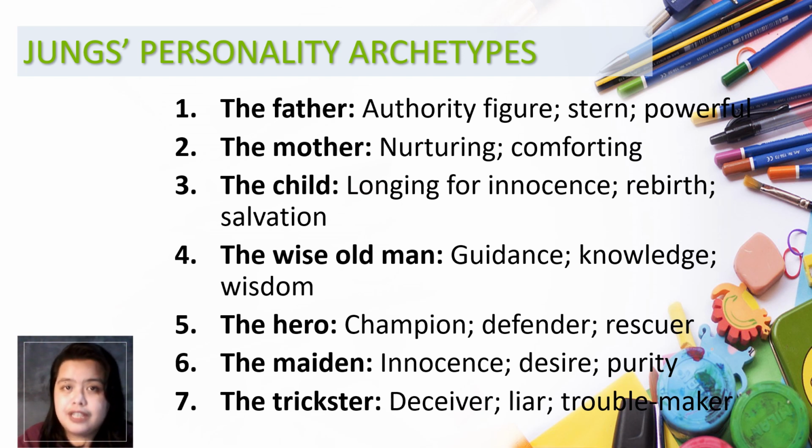The mother, on the other hand, is the nurturing or comforting archetype. The child is longing for innocence. The wise old man is guidance, knowledge, and wisdom. Hero is about champion, defender, rescuer. Maiden is about innocence. And the trickster is about deceiving, the liar, and the troublemaker.